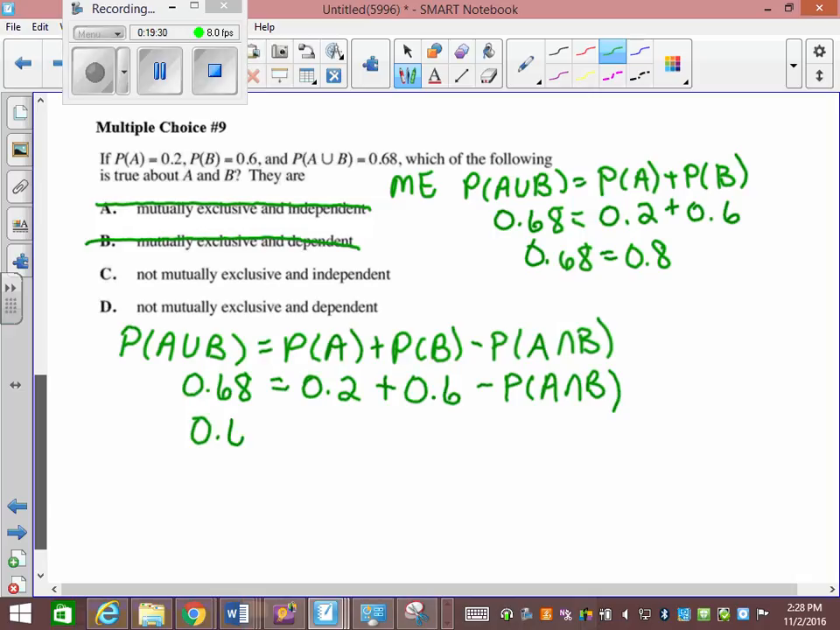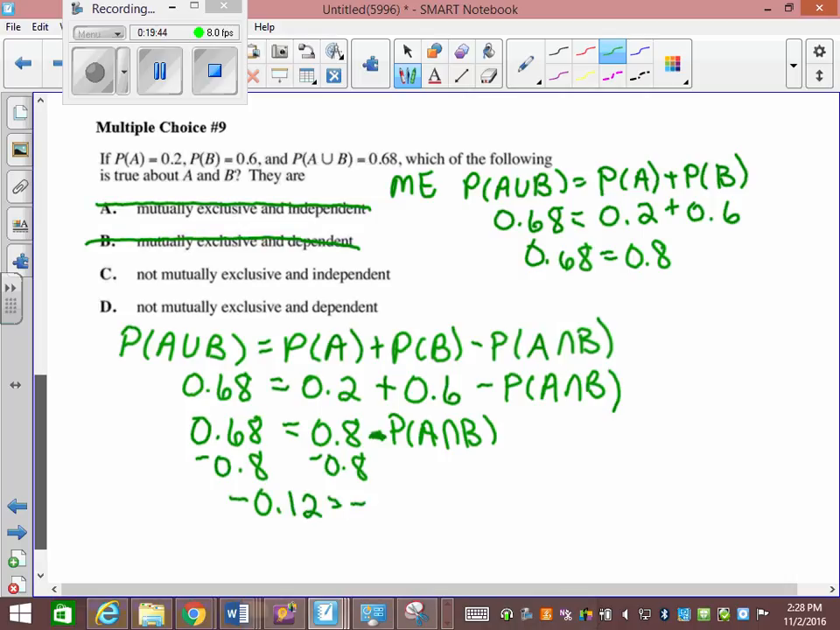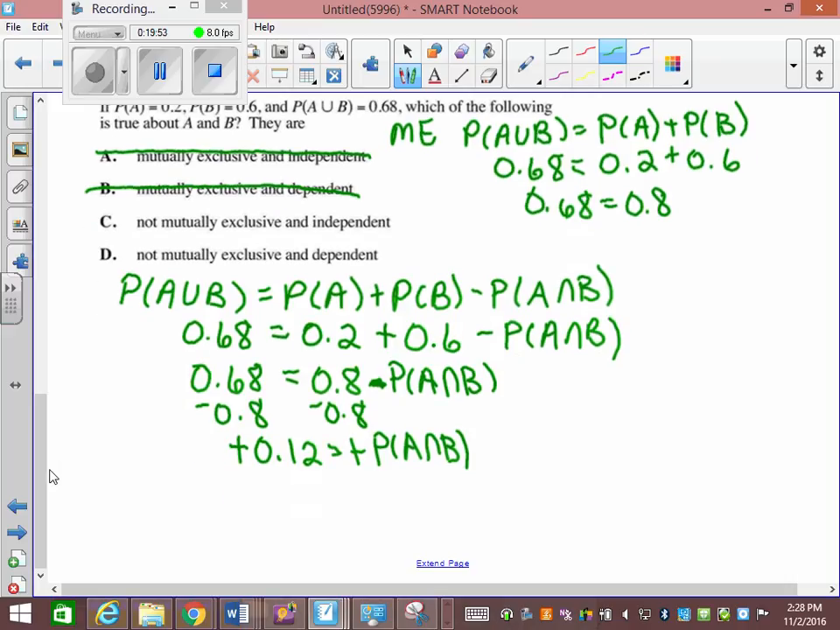I get 0.68 equals 0.8 minus P of A and B, minus the 0.8. And I get negative 0.12 equals negative P of A and B. Divide by -1, and these become positive. So now I know that P of A and B equals 0.12.